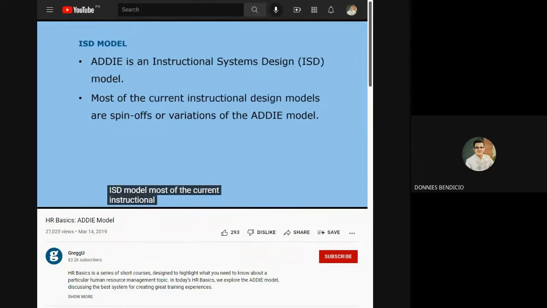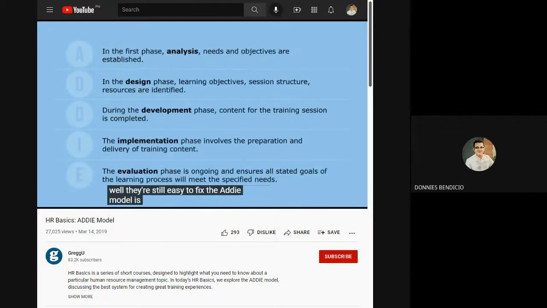Most of the current instructional design models are spin-offs or variations of the ADDIE model. One commonly accepted improvement to this model is the use of rapid prototyping. This is the idea of receiving continual or formative feedback while instructional materials are being created. This model attempts to save time and money by catching problems while they're still easy to fix. The ADDIE model is a framework that trainers use to develop great training courses.